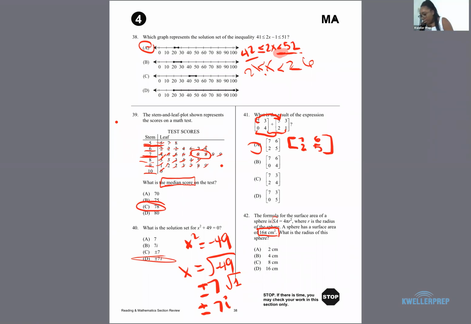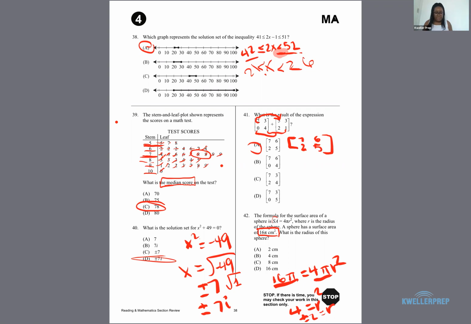Okay, back to the problem. 16 pi equals 4 pi r squared. 4 pi divided by 16 pi gives you 4. So 4 equals r squared. When you take the square root of 4, you get plus or minus 2 equals r.